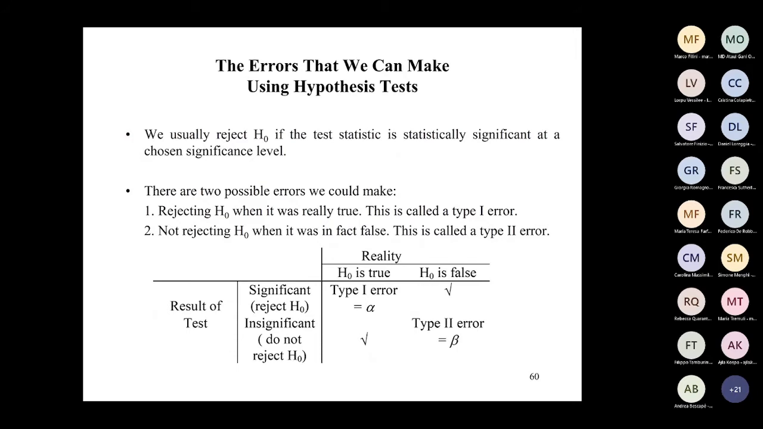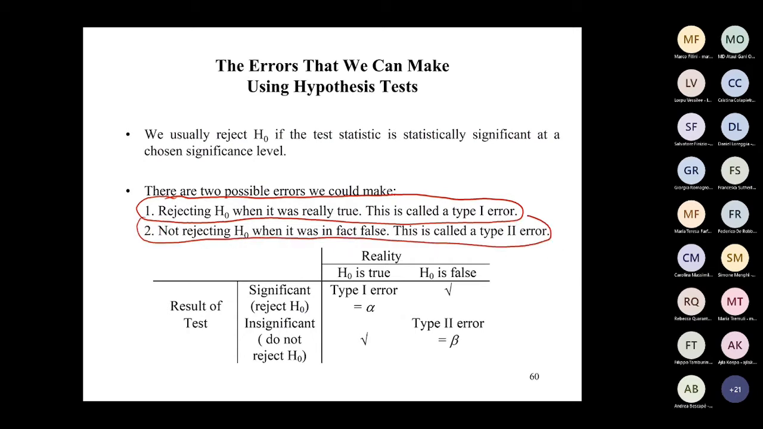Now, there are two possible errors that we usually make. The first type of error is when we reject a null that is actually true. We call this a type 1 error. The second type of problem is not rejecting the null when in fact it is false. This is a type 2 error. So rejecting a null when it's true is a type 1. Not rejecting a null when it's false is a type 2 error.